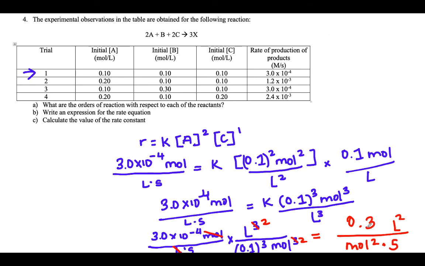Now, something that I want you to try is to see if you can do this with trial 2 or trial 3 or trial 4, just to make sure that you get the same answer. You will. That's why this is called a rate constant, because it is constant between the trials.